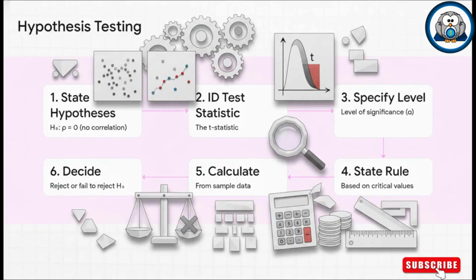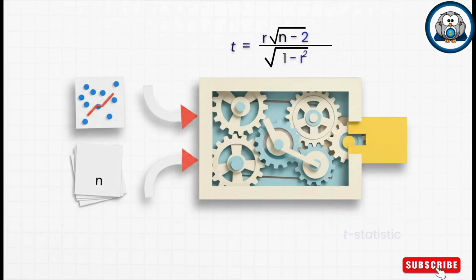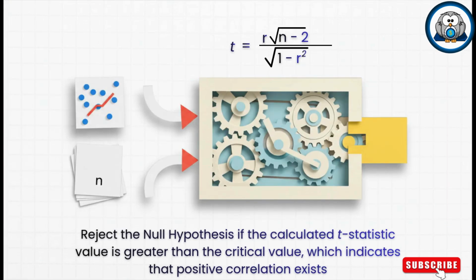And this 6-step process here, this is our playbook. It gives us a clear, repeatable framework. We start with what's called the null hypothesis, which is basically the default assumption that there is no relationship. Think of it like a courtroom. A relationship is considered non-existent until proven otherwise. We then go through the rest of the steps to see if our data has enough evidence to overturn that initial verdict.